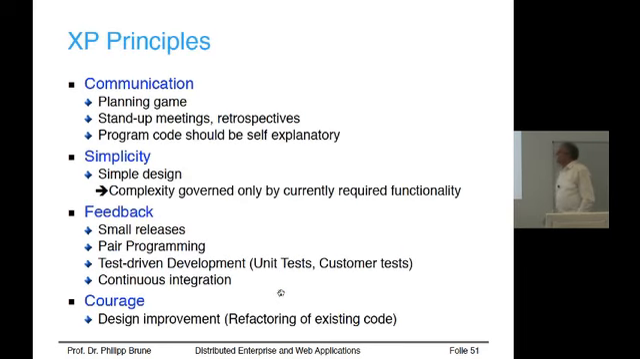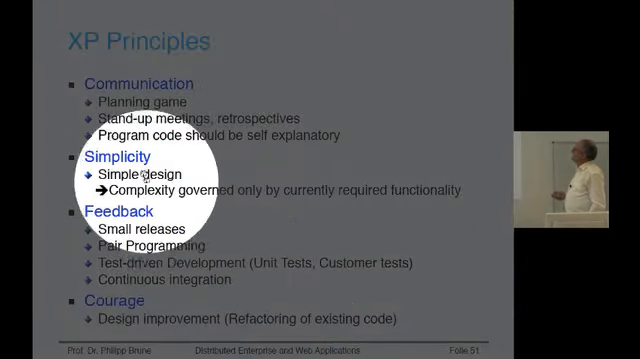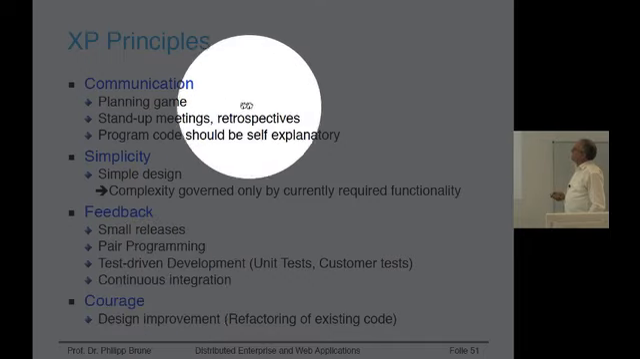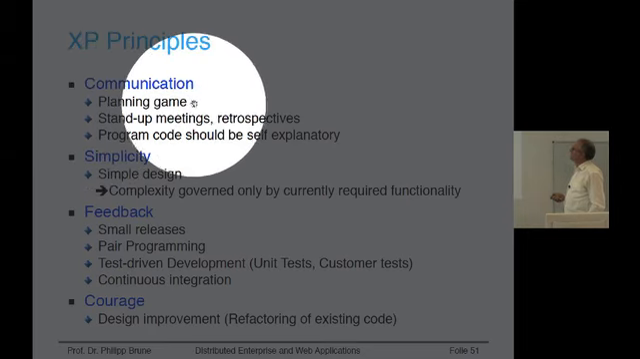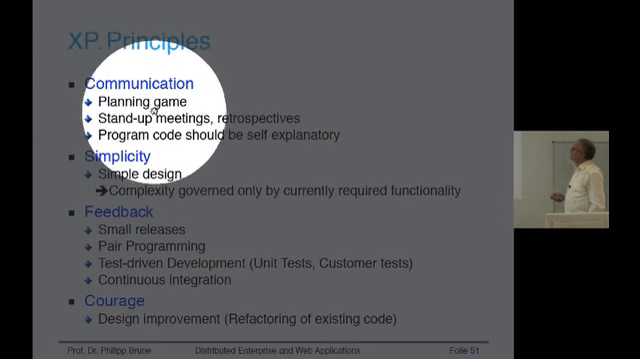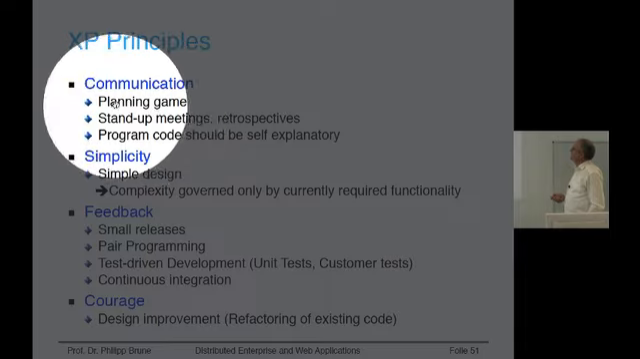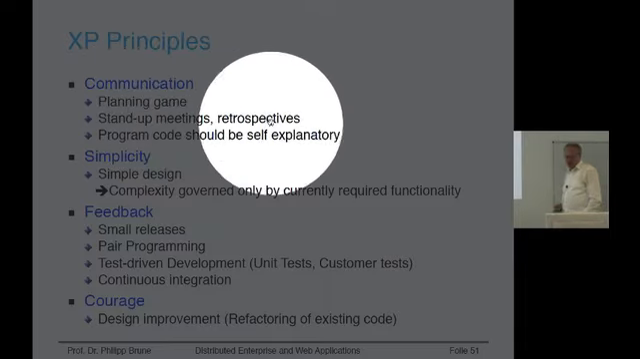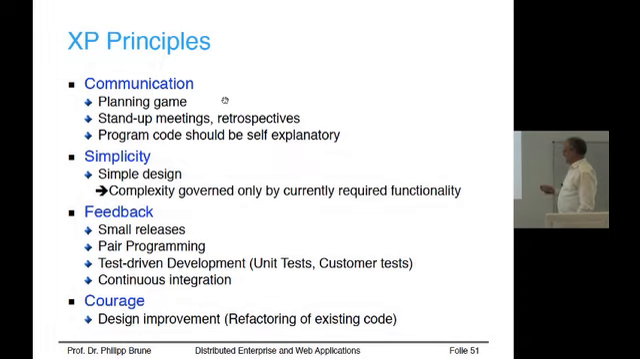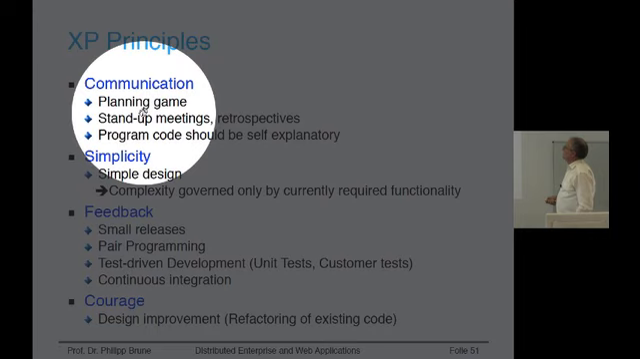XP is sort of implementing these principles from the Agile Manifesto, like communication, simplicity, feedback, courage. Communication means that it should be always communication. In the beginning, there's something called the planning game, which should be about negotiating which user stories will go to the sprint for implementation. And it will be done together with the customers. We will have stand-up meetings and retrospectives to ensure quality control and learning. And of course, communication also should affect the program code. The program code should be self-explanatory.